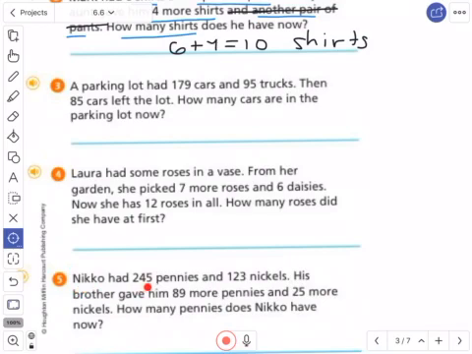Nico had 245 pennies and 123 nickels. His brother gave him 89 more pennies and 25 more nickels. How many pennies does Nico have now? So I need to think, is it plus or minus? And which parts do I cross off? We'll come back and check.